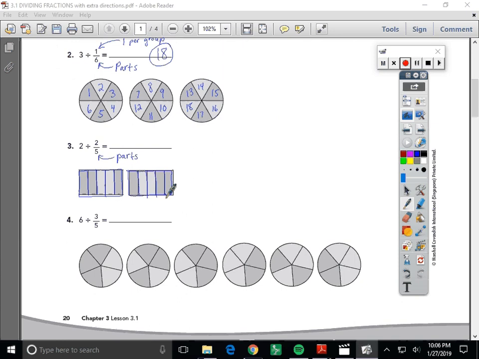Well, I've paid attention to the whole number. It helped me draw my bars. I paid attention to the denominator. It helped me split it into equal parts. But now this numerator is different than what we've seen on this worksheet so far. If you notice, it's a 2.